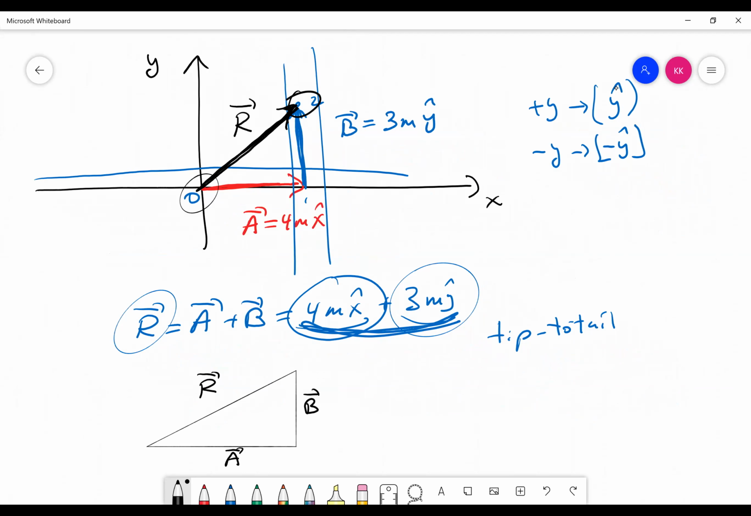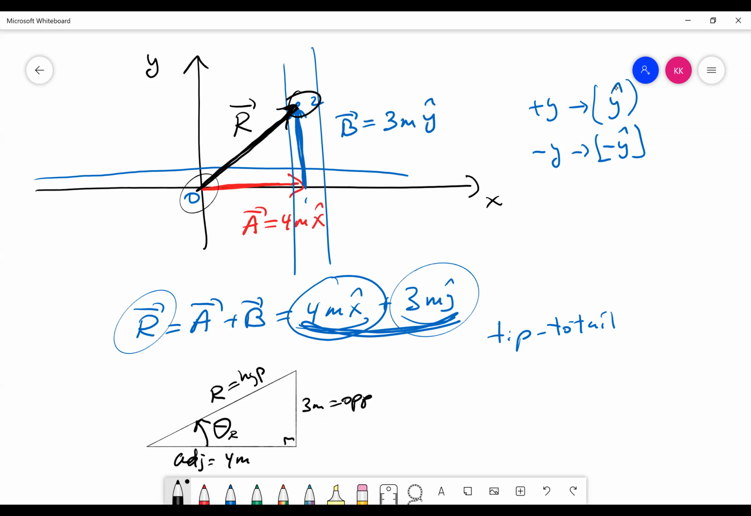That means in a way what I have here is this side is the magnitude of vector A, which is 4 meters. This side is the magnitude of vector B, which is 3 meters. And then I can calculate the other side to get R. Remember, this is the adjacent side, this is the opposite side, and this is the hypotenuse. Because this is a right triangle, I can find the length of the hypotenuse and the angle of this resultant vector.